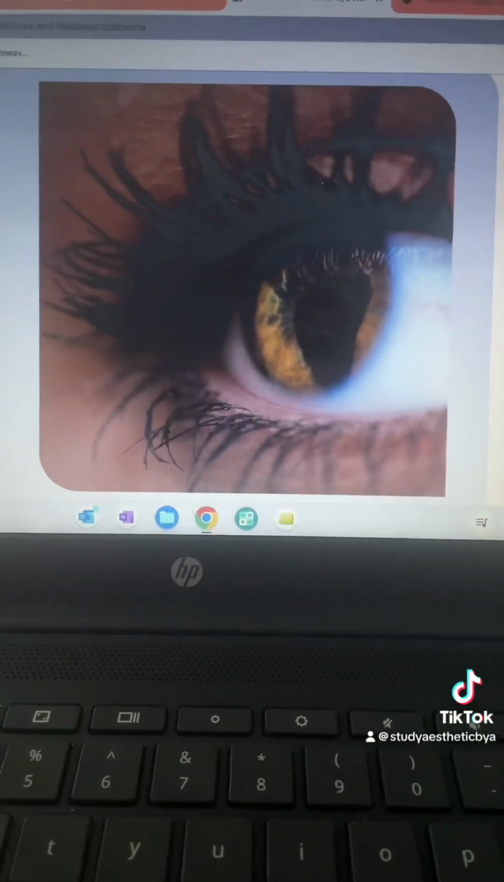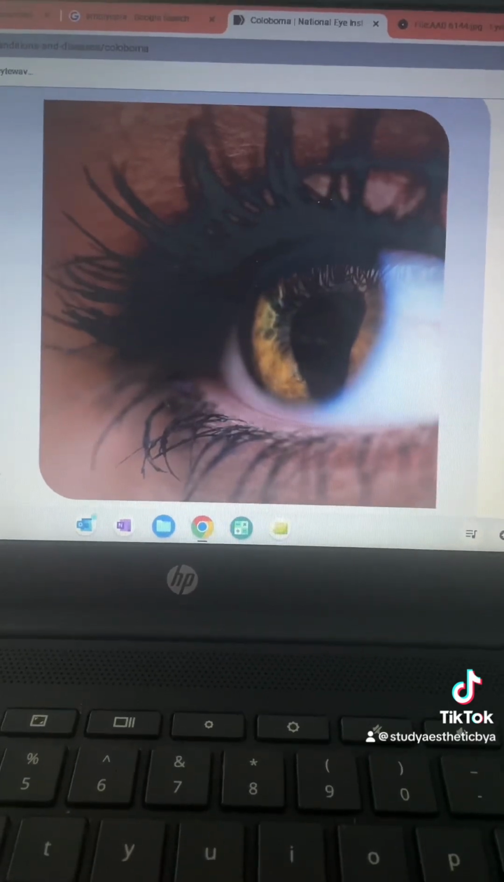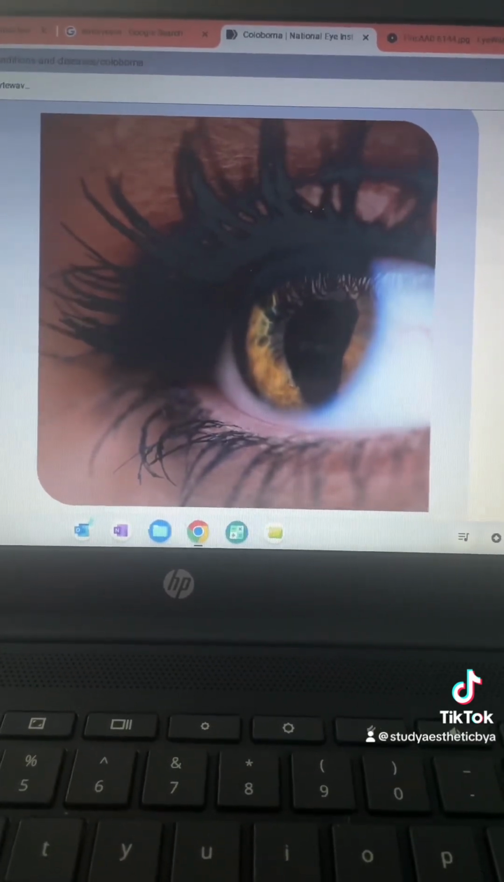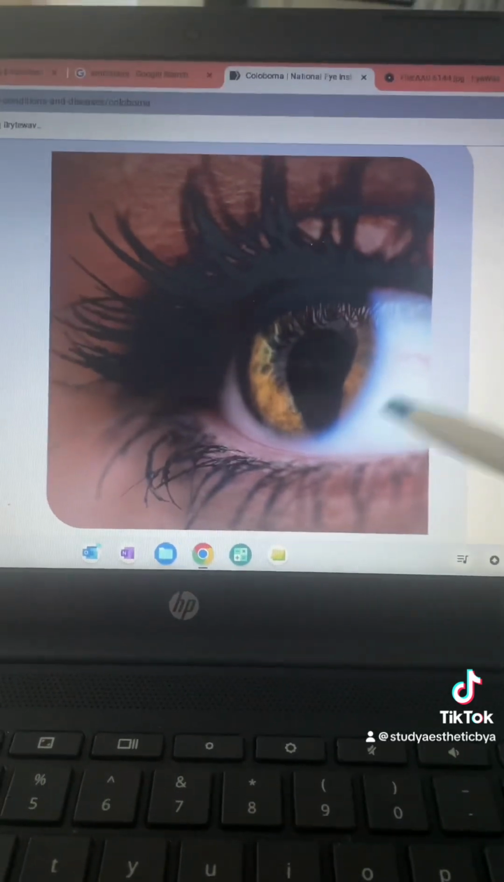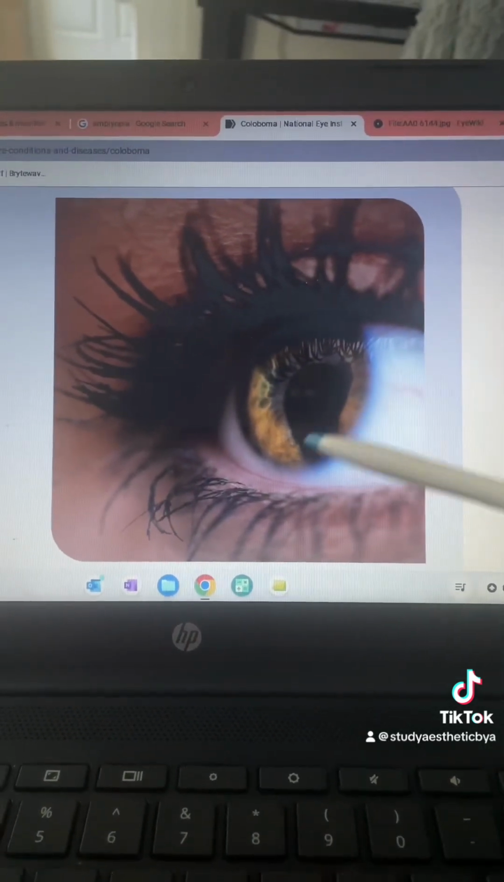This is an example of a coloboma of the iris. This is basically a tear in the tissue, so as you can see here, there's a chunk of the iris missing.